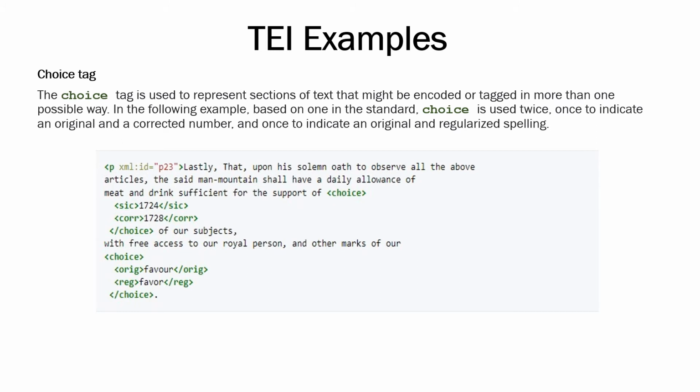The last TEI example I'd like to share is the choice tag. The choice tag is used to represent sections of text that might be encoded or tagged in more than one possible way. In the following example, choice is used twice, once to indicate an original and corrected number, and once to indicate an original and regularized spelling. In the text sample below, you can see how the choice tag is used.